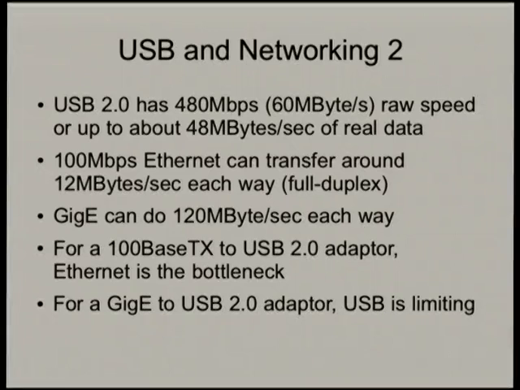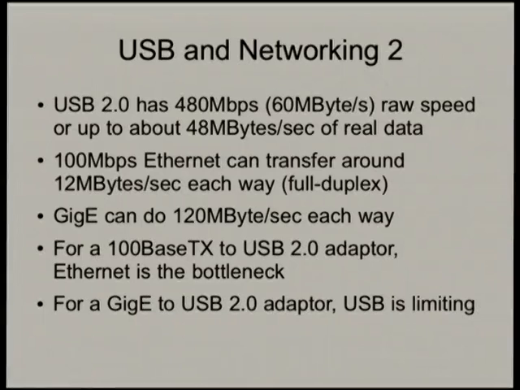USB 2.0 signals at up to 480 megabits per second, or at lower speeds to be compatible with USB 1.1. That's 60 megabytes per second raw. In theory, if you really work hard, you can possibly get 48 megabytes per second of real data across a single USB 2 channel if nothing else is there and if everything's optimized to the max. On the other hand, 100 megabit Ethernet can transfer around 12 megabytes per second each way, full duplex. Gigabit Ethernet can do about 120 megabytes per second each way.